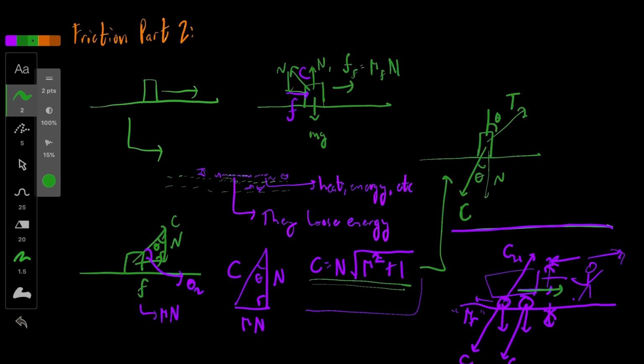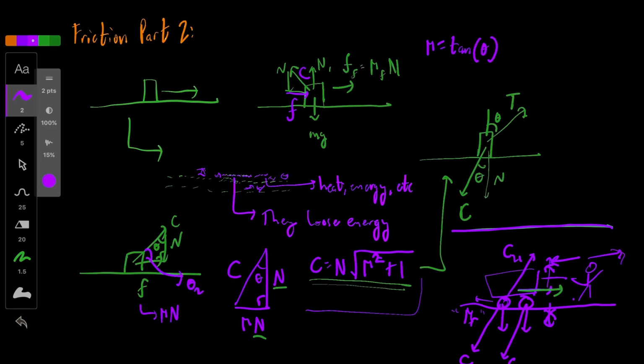So, what we have over here is a normal force and a frictional force. So, what if we divide the frictional force by the normal force? Then we'll get the coefficient of friction. So, the coefficient of friction is equal to the frictional force over the normal force. But that's just the opposite over the adjacent. And that's just the tangent of our angle.